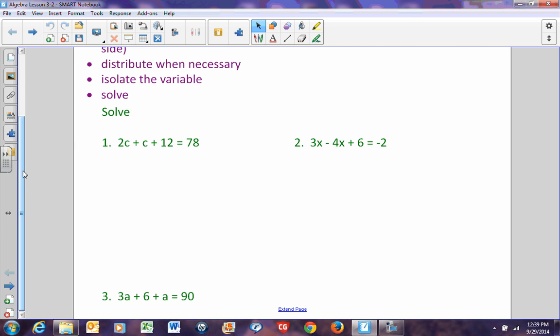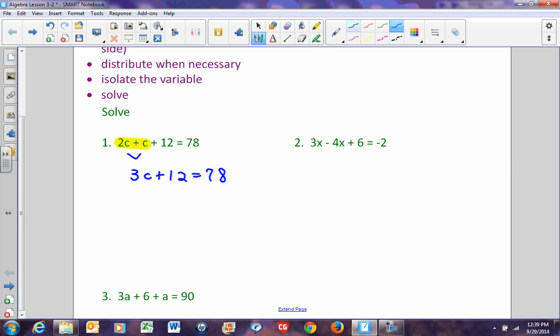2c plus c plus 12 equals 78. If I look at this, I can clearly see that I have some like terms here. 2c and c have the same variable. If I combine those two together, they become 3c. So 3c plus 12 equals 78. Now, this is a simple 2-step equation. All I need to do is get c all by itself. They added 12, so I will subtract 12 from both sides of the equation.